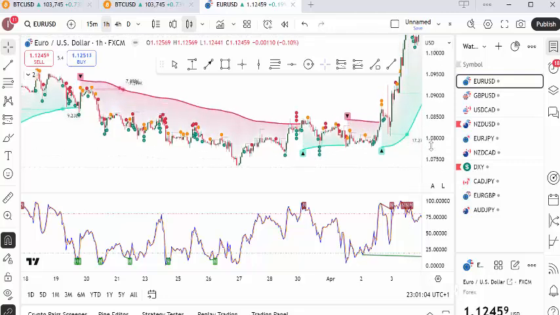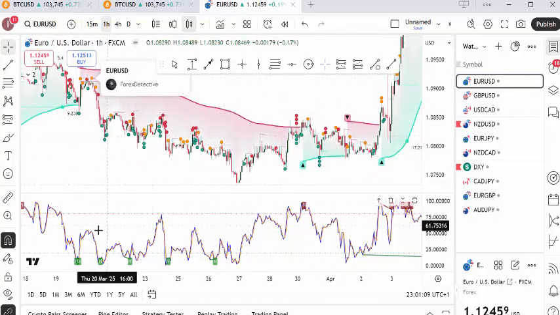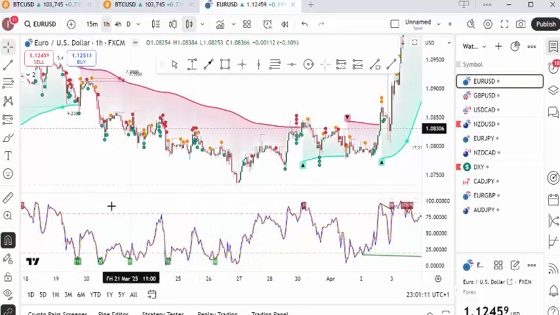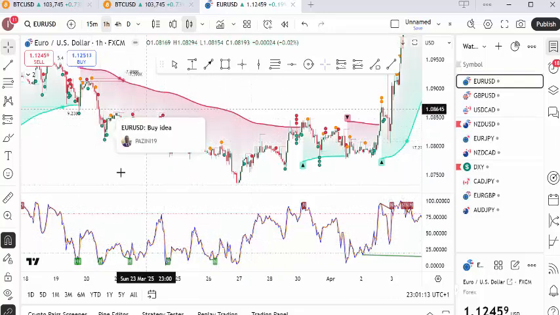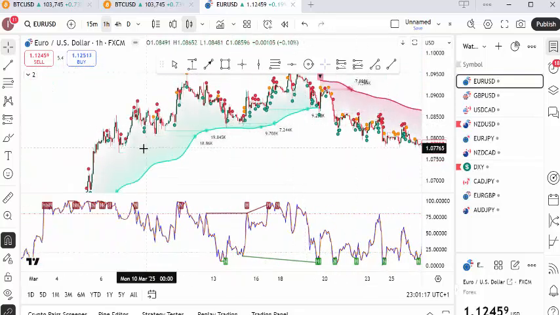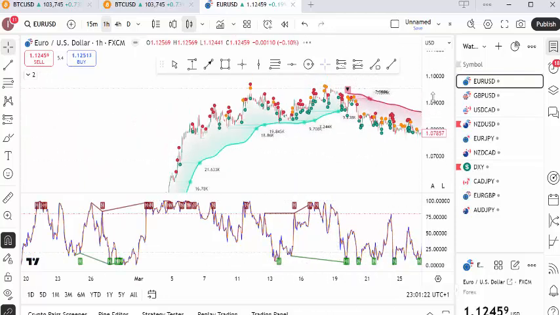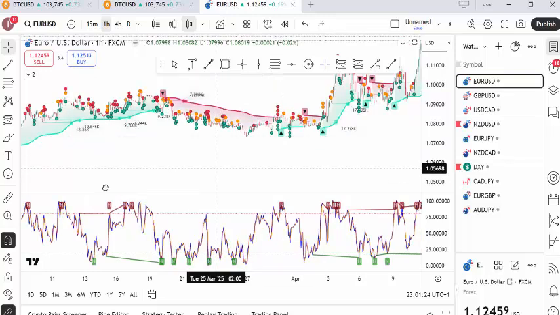For example, we have this here. This is a bearish trend, but we only have bullish divergences, so I'm not taking any trade here. But for example, here we have a bullish trend and then I have a bullish divergence. Of course, I'll be taking my setup. I'll be taking my trade.